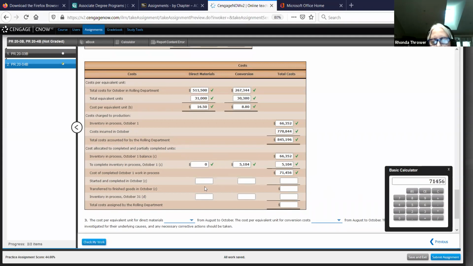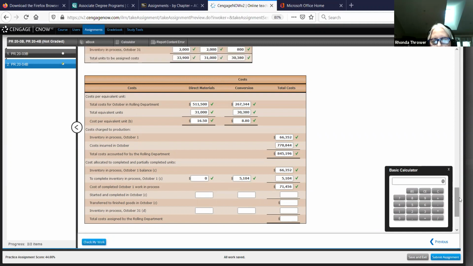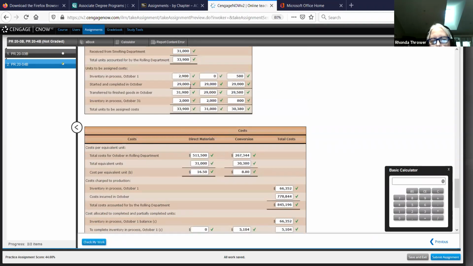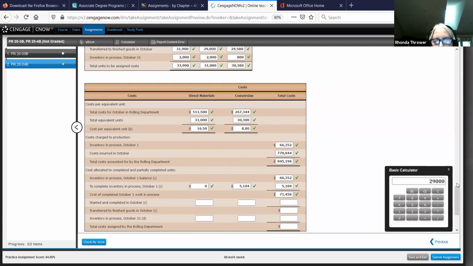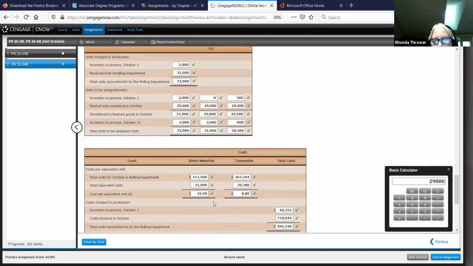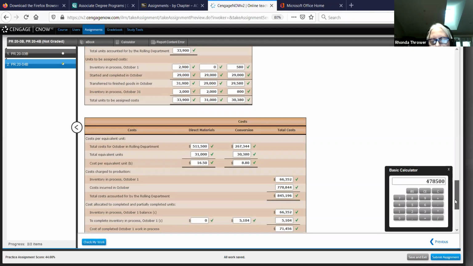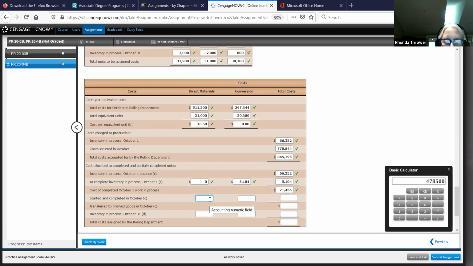And then we're going to do the cost of our started and completed units. What we started and completed was 29,000 units times my cost per equivalent unit for materials of $16.50 gives you 478,500 as your materials cost.